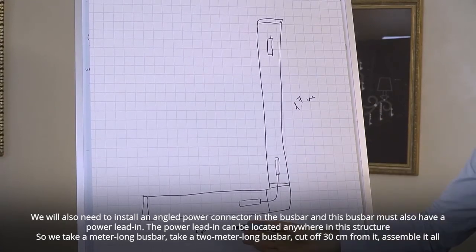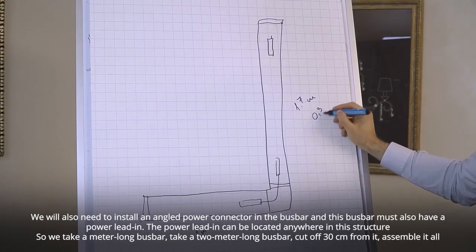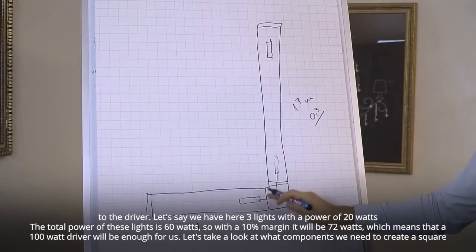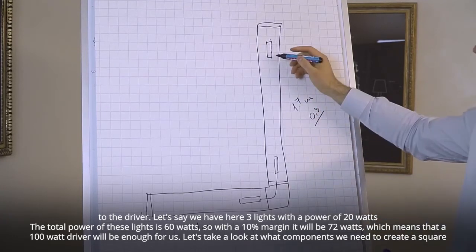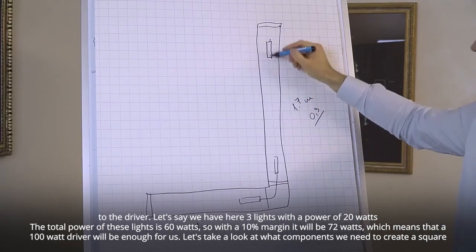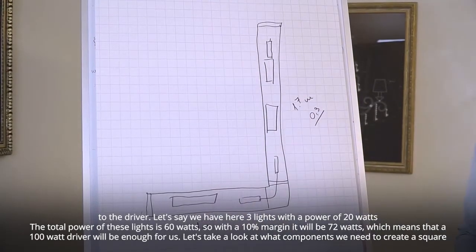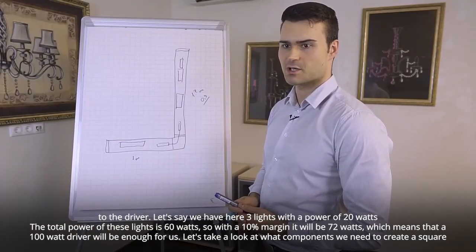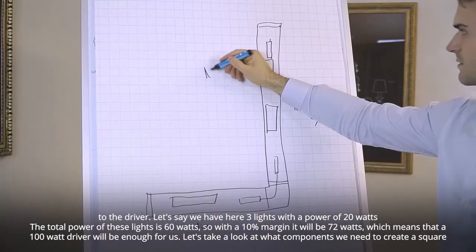So we take a meter-long busbar, take a 2-meter-long busbar, cut off 30 centimeters from it, assemble it all using an angled connector and an angled power connector, and then connect it all to the driver. Let's say we have here 3 lights with a power of 20 watts. The total power of these lights is 60 watts. So with a 10% margin it will be 72 watts, which means that a 100-watt driver will be enough for us.